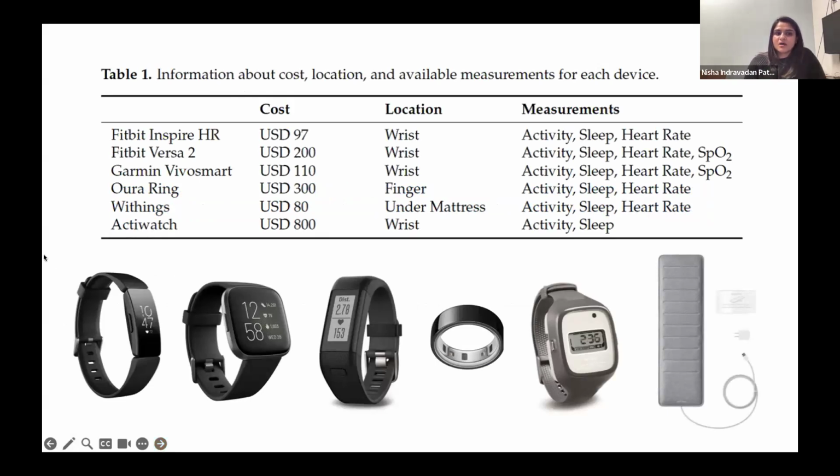So Fitbit Inspire, which is the first picture on your left. The second picture is the Fitbit Versa. The third is the Garmin Vivosmart. And then the Oura Ring, which is very popular among adolescents right now. The last picture is the Withings, a mat that you put underneath your mattress. And then the fourth picture is the ActiveWatch.